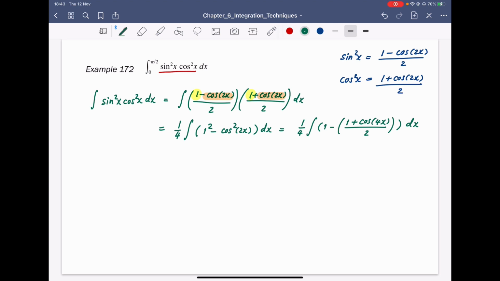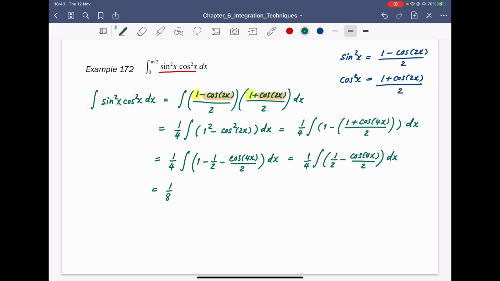And then now let's simplify a little bit before going further. So we're going to have a quarter times 1 minus 1 half minus cosine 4x over 2 dx. Sounds good? And then now I have a quarter times integrate 1 half minus cosine 4x over 2 dx. Well, better than that, I can pull out 1 half, so I get 1 over 8 integrate 1 minus cosine 4x dx.